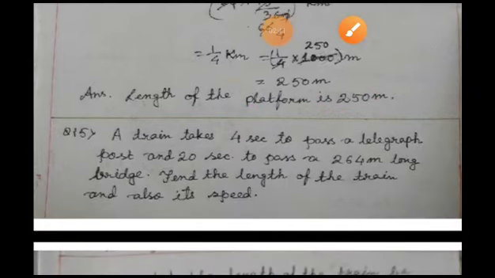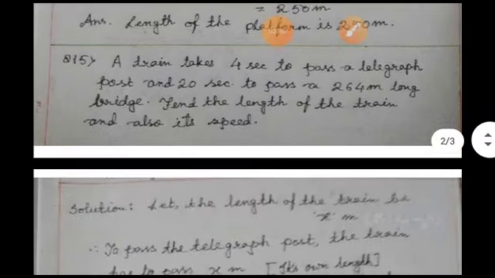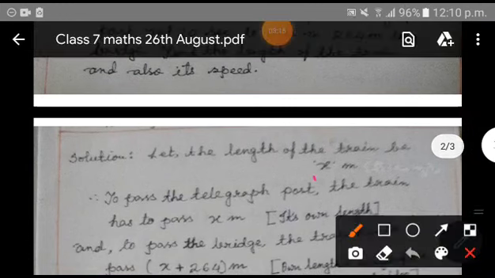Let's read out the question first. It is said a train takes 4 seconds to pass a telegraph post and 20 seconds to pass a 264 meter long bridge. Find the length of the train and also its speed. So here what are the given data that we are going to write at first. What are the things which are given? And what we need to find out? We need to find out the length of the train and also its speed. So we are taking the length of the train as x meter.